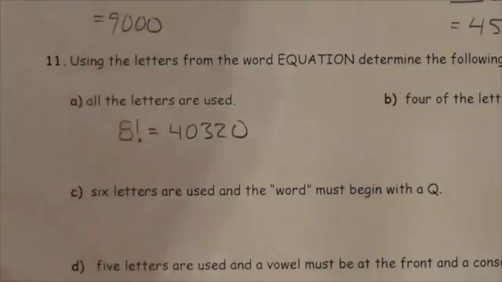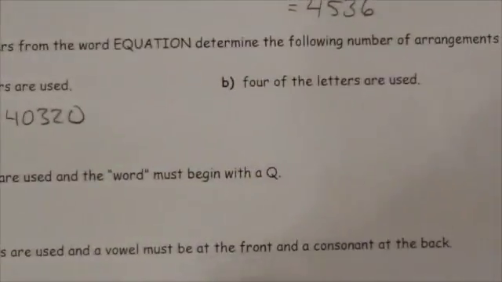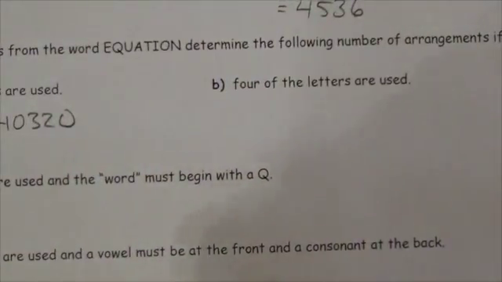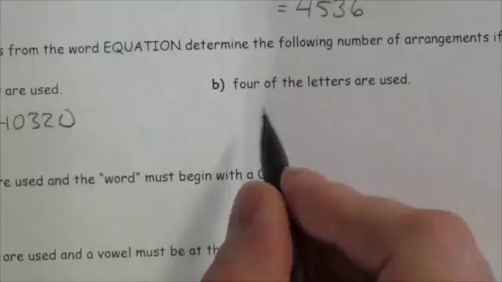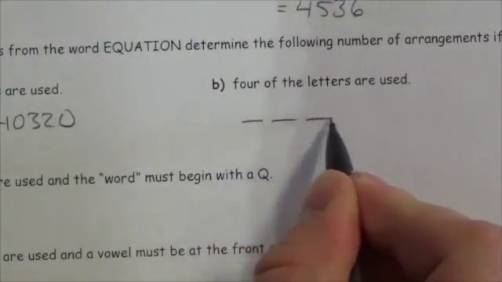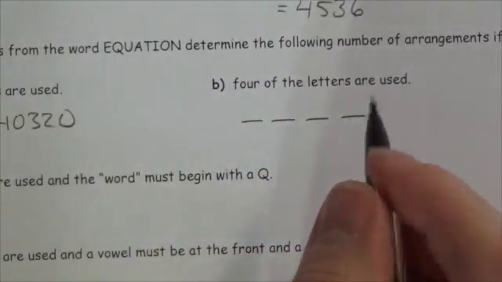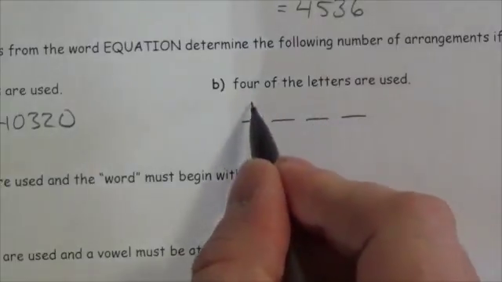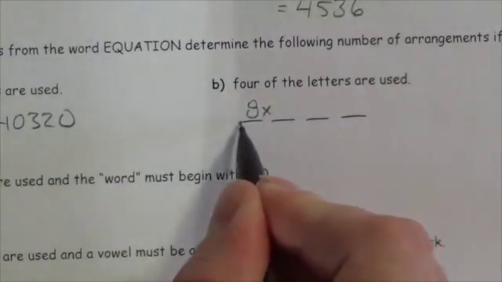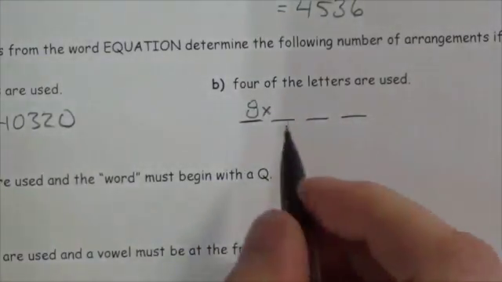Okay, now let's take a look at another one here. What if 4 of the letters are used? Okay, we're only using 4 of them. Now let's just think about this. We're only using 4. That's 1, 2, 3, 4. Okay, how many options do I have for the first one? Well, 8, and there's nothing that I couldn't use.